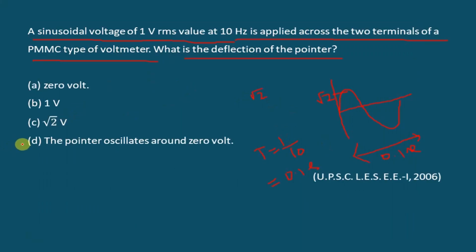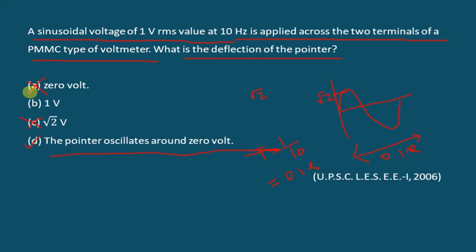See, so the answer will be, the pointer will oscillate around the 0 volt. Okay. Since this is an AC voltage, it will not show root 2 volt. It will also not show 0 volt. Why? Because it will not be constant at 0 volt. The pointer will move here and there. It will oscillate about the 0 volt point. So the answer here is, the pointer oscillates around the 0 volt.